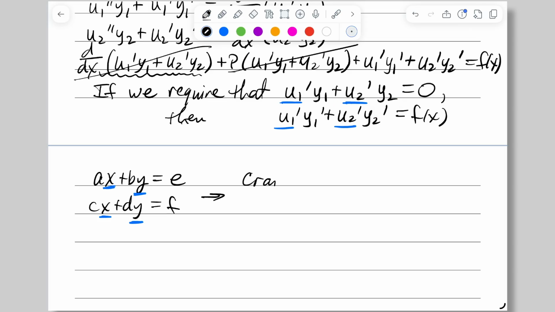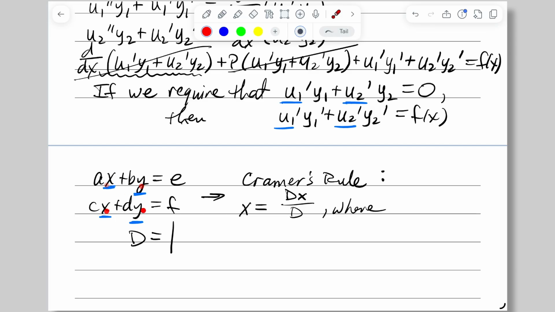Then using something called Cramer's rule, if you need to, look it up, we find that x is equal to, I'm going to write this as dx over d, where d is a 2x2 determinant of the coefficients of x and y. So it's the 2x2 determinant of a, b, c, d. And to compute a 2x2 determinant, you may recall, upper left times lower right minus the product of lower left times upper right. So that's AD minus BC. Okay, great.